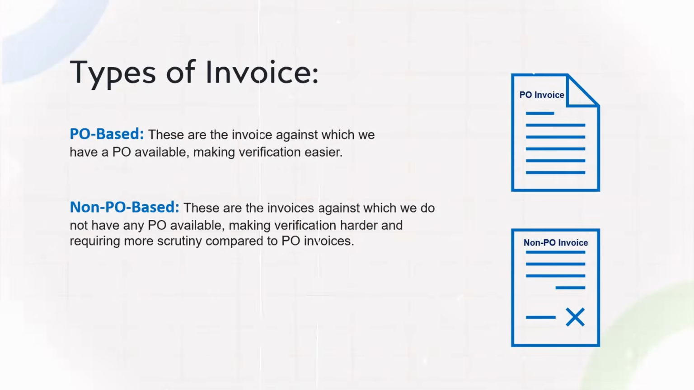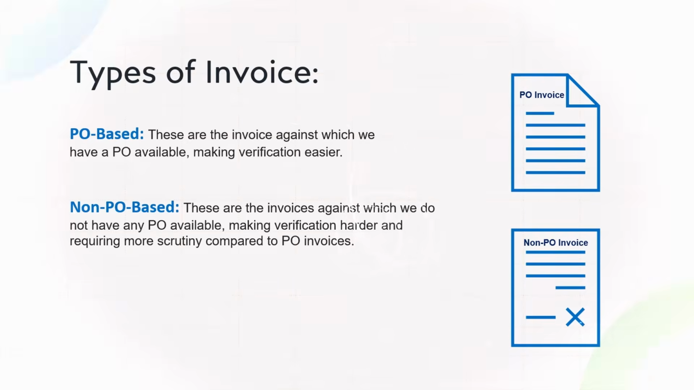The other type of invoice is the non-PO based invoice. These are the invoices against which we don't have a PO available, and this makes the process of verification very hard, because you don't have a PO, so you can't compare the information of the invoice against any document. So it makes the process very difficult and needs more scrutiny compared to a PO based invoice.